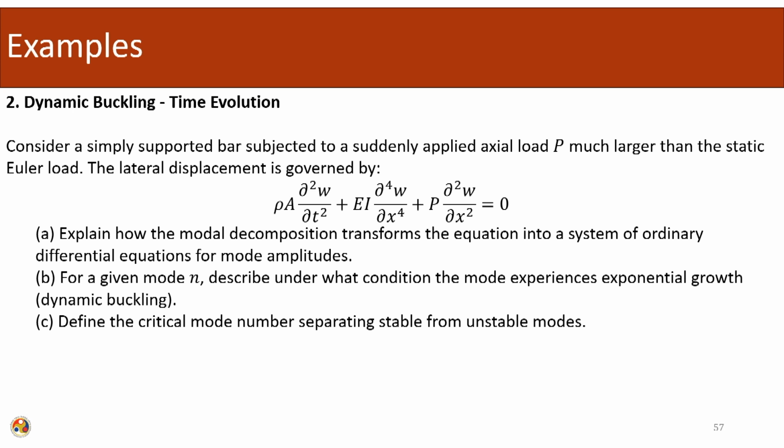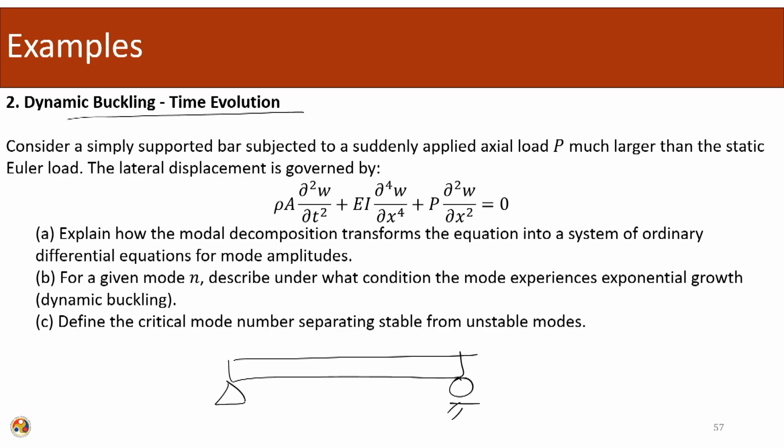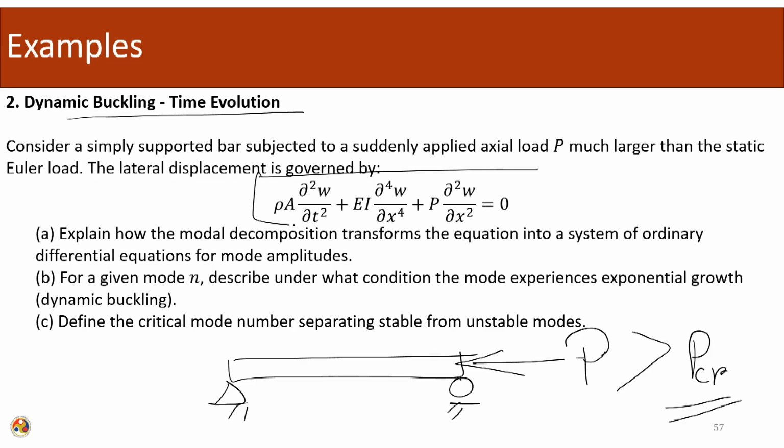So, in the next example we are dealing with dynamic buckling, and we are looking into the time evolution phenomena. Now we have a simply supported bar, and a suddenly applied load P. The value of P is larger than the static Euler load, P is greater than PCR. We have already seen that the lateral displacement is governed by this differential equation, which we derived.